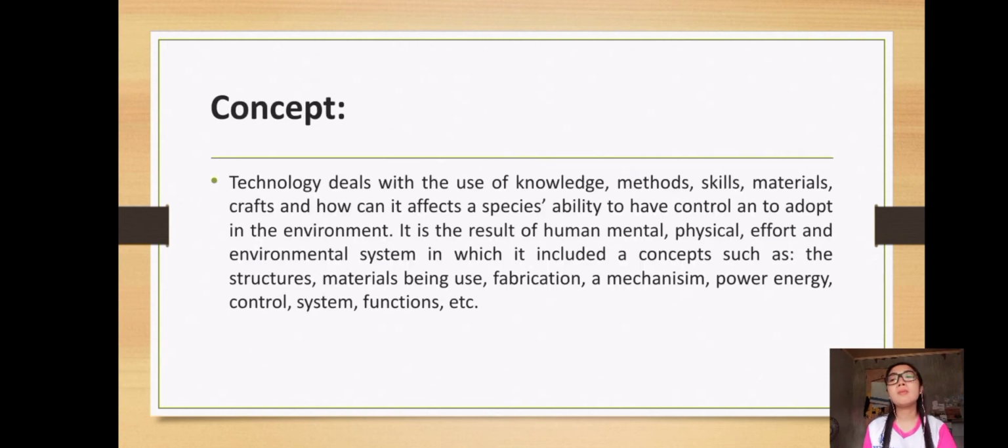Then the concept of technology impact assessment is that technology deals with the use of knowledge, methods, skills, materials, and crafts, and how it can affect a species' ability to have control over and adapt to the environment. It is the result of human mental and physical effort and environmental systems, which includes concepts such as the structures, materials being used, fabrication, mechanism, power energy, control, system, and functions.